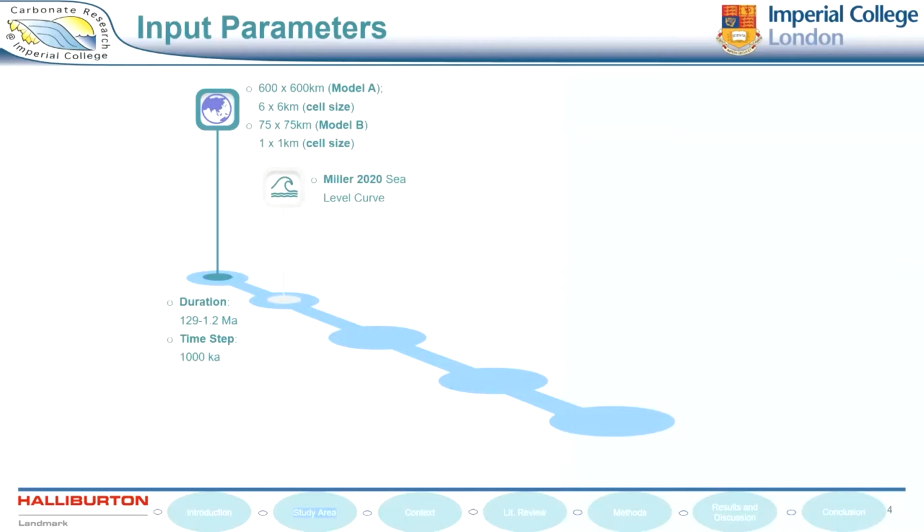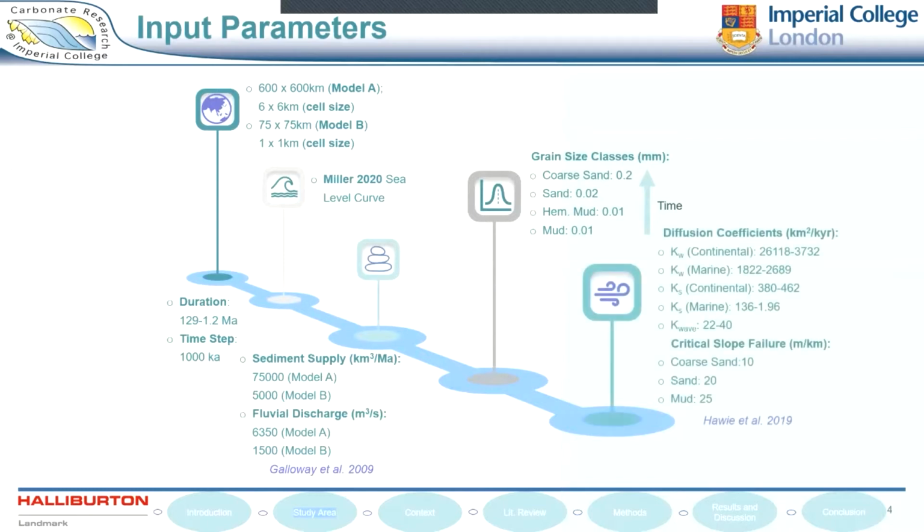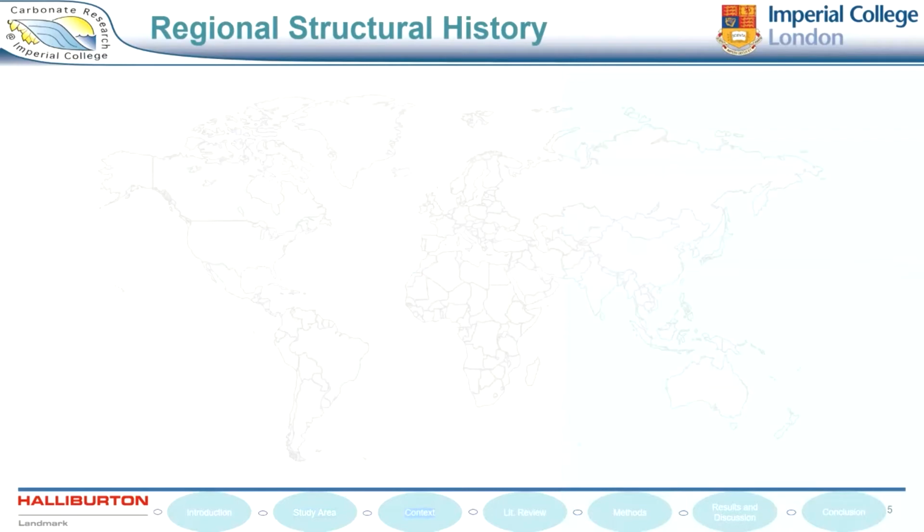So I utilised the Miller 2020 sea level curve and utilised the Galloway et al. 2009 papers for sediment supply and fluvial discharge. Grain size classes came from the Davies flow workflow, and the diffusion coefficients were tested utilising the regional model and the nested model, utilising Howie et al. 2009 papers.